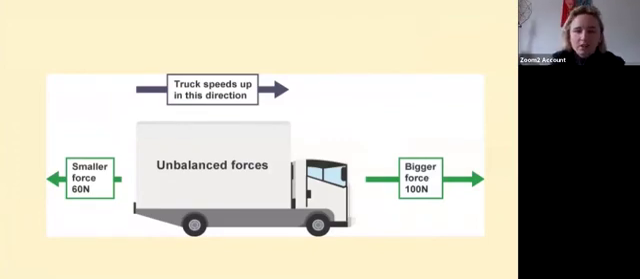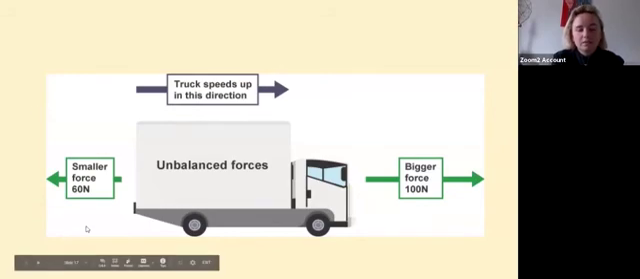Okay, so this is just another diagram, just putting some words onto how to work out resultant forces and what that actually means for the movement of the object. So when the forces are unbalanced, the object is going to be accelerating in a particular direction. So accelerating, as we know, is just another way of saying speeds up. And if this was reversed and the bigger force going backwards, the truck would be decelerating in the opposite direction.